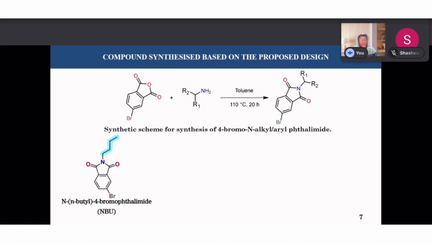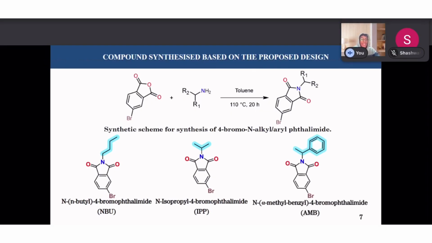Pertaining to this, we tested 3 different N substitutions. One was N-butyl, which is actually a free alkyl chain. Then we had an N-isopropyl group that is much more branched and is thus much more crowded as compared to the N-butyl chain. Then we also employed an alpha-methyl benzyl group, which is much more crowded and sterically hindered as compared to isopropyl, and even more crowded as compared to N-butyl.